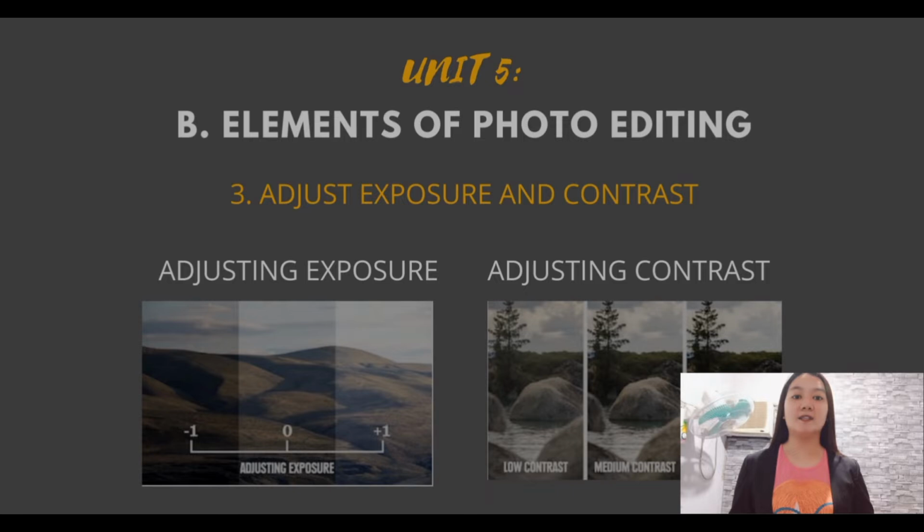Number 3, adjust exposure and contrast. Adjusting exposure is the process of making the photo exactly as bright or dark as you want. Note that noise can sometimes be introduced when you crank up the brightness. That's why it's always better to get the correct exposure, one that's sufficiently bright when you first take the photo.